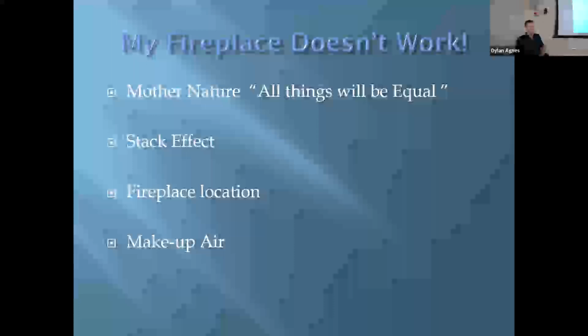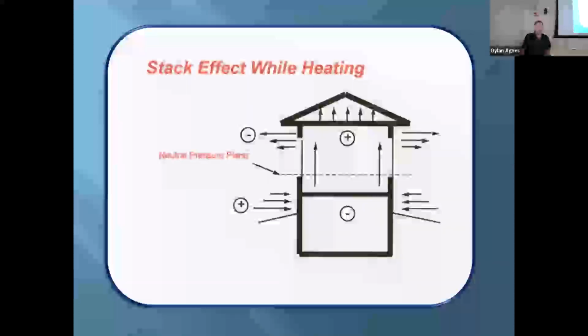So the first thing is we're dealing with thermodynamics, which is kind of, all things will be equal. And so you have a whole bunch of different things that are happening. You have effects inside the house. I'll show you some drawings on those. Stack effects. The physical location of the fireplace is a big deal. And then mostly it's makeup air. Can we provide enough makeup air to make it work without creating additional comfort issues? So these are kind of the reasons why.